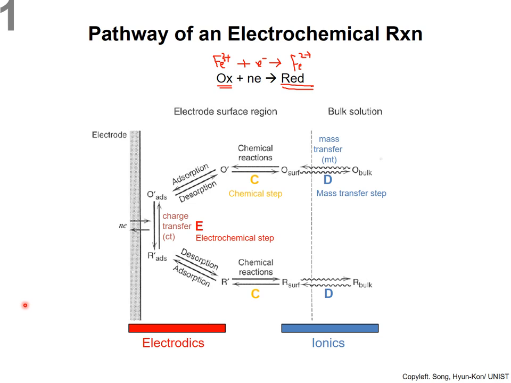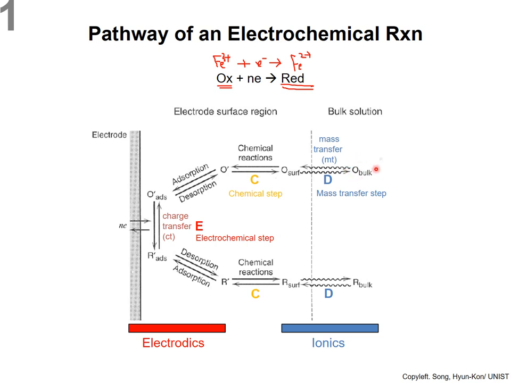Okay, right now we have this kind of thing. So in this picture, you have the electrode here, and here is the electrolyte. The electrolyte has two regions. The first one is the bulk solution far from the electrode, and the second one is the electrode surface region. Let me start with the oxidized species in bulk solution to explain the pathway of an electrochemical reaction.